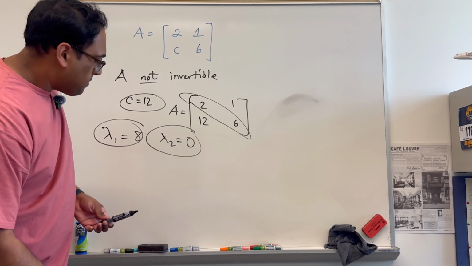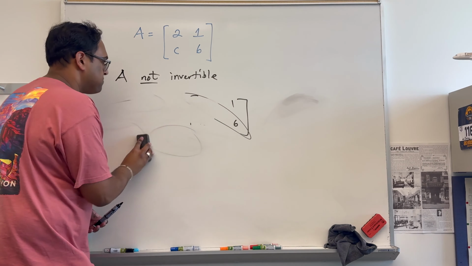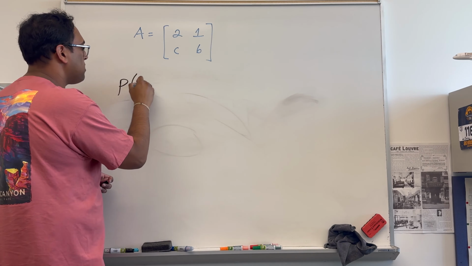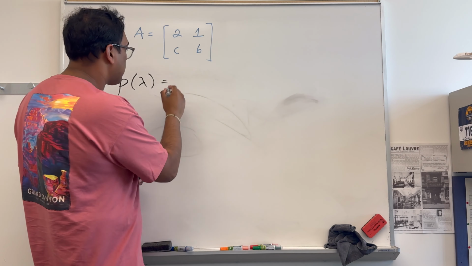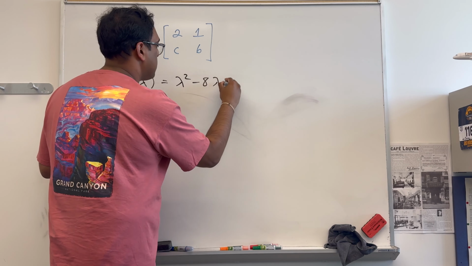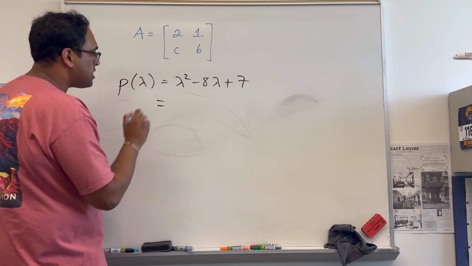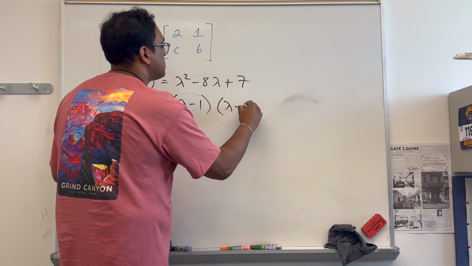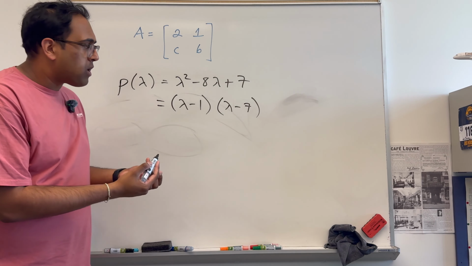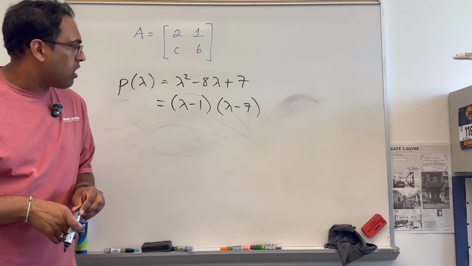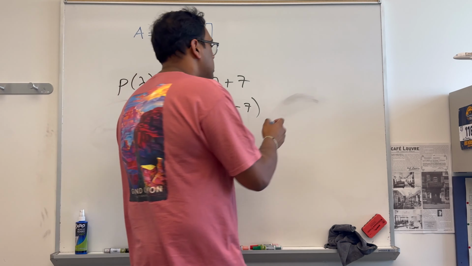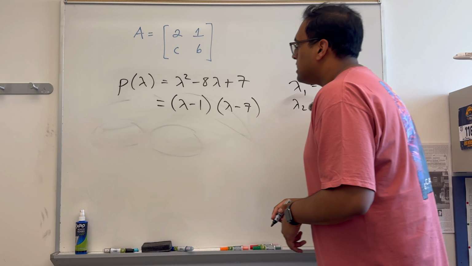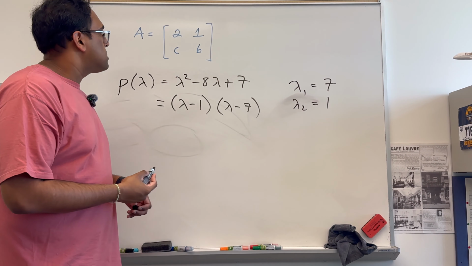Okay, cool. Now in the next part, we are told that A's characteristic polynomial is the polynomial lambda squared minus 8 lambda plus 7. Now, this polynomial factors nicely into lambda minus 1 times lambda minus 7. And what this tells us right here is what the two eigenvalues of A are. They are 1 and 7. So knowing that we need to sort them in decreasing order, I'll say lambda 1 is 7 and lambda 2 is 1. Now the question is, what value of C makes this happen?